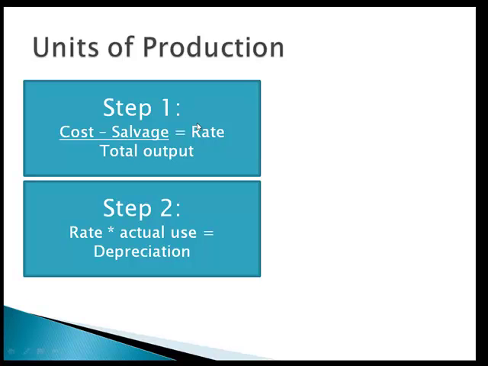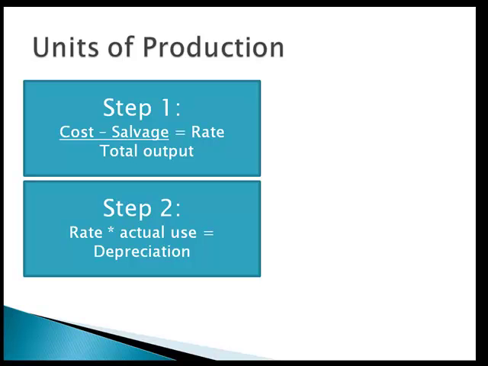That's step one. Step two is we take that rate and multiply it by the actual usage in each year. That gives us our depreciation expense. This type of method is used a lot in manufacturing. It can be used in offices.